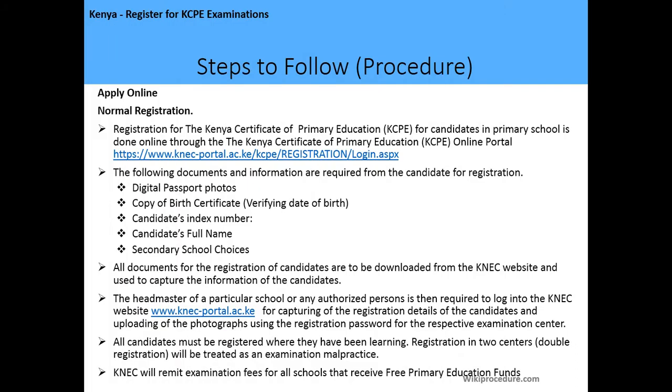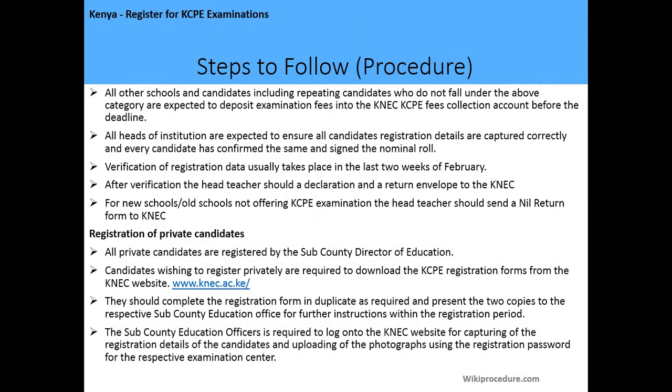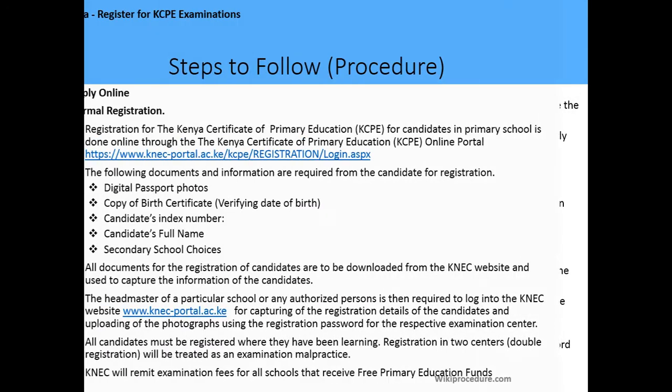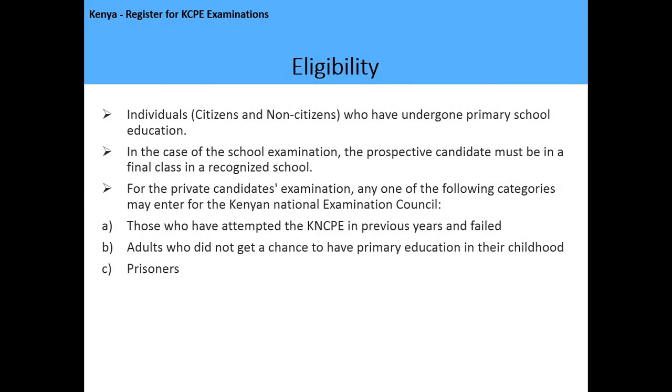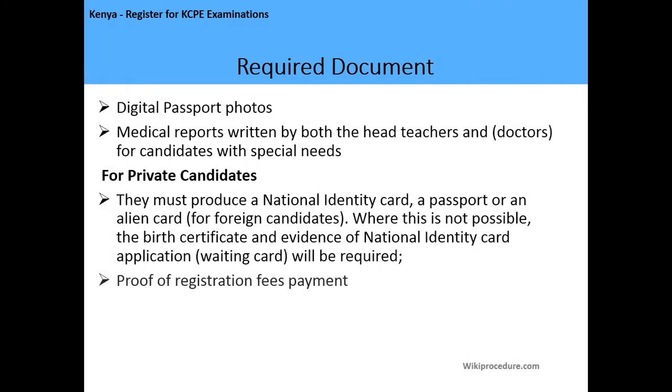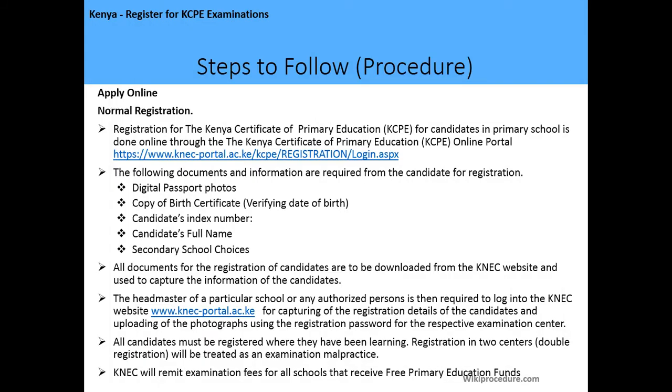Steps to follow in making the application are as follows. There are two types of application. There's the normal registration, which is done for candidates who are in a recognized primary school, and there's the private candidate registration for the candidates whose criteria we have just mentioned: the ones who have failed KCPE examination in previous years, adults who didn't have a chance to get primary education, and prisoners.